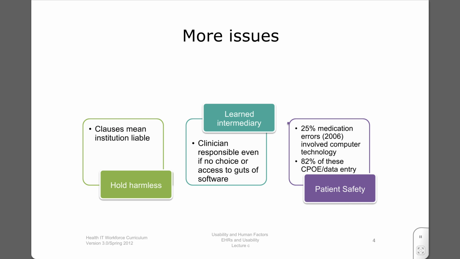whose responsibility is to ensure that patients get safe care, regardless of the computer system. Some contracts are reported to restrict what a customer can say about a product, even to other customers of the same product. These facts are important because in a 2006 study, 25% of medication errors were traceable to the computing technology, and 82% of these were from data entry or CPOE functions.